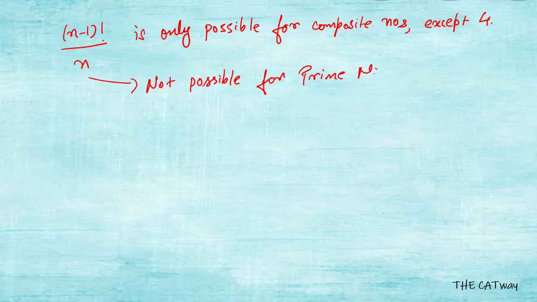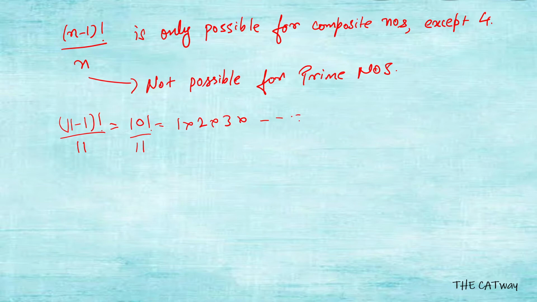Okay, now let's see why it is not possible for prime numbers. For prime numbers, what happens is, let's say for 11 we are checking. Okay, so what will it be? It will be 11 minus 1 factorial divided by 11. It will be 10 factorial divided by 11, and it will be 1 into 2 into 3 into up till 10 divided by 11. Now as we know that 11 does not have any factors from the first 10 numbers except the number 1, but 1 doesn't count. Okay, so it does not have any factors, so there is no number which can divide 11, and so that it can be removed from the denominator.